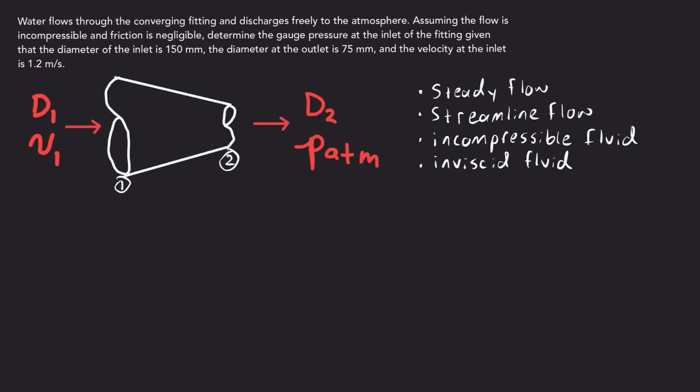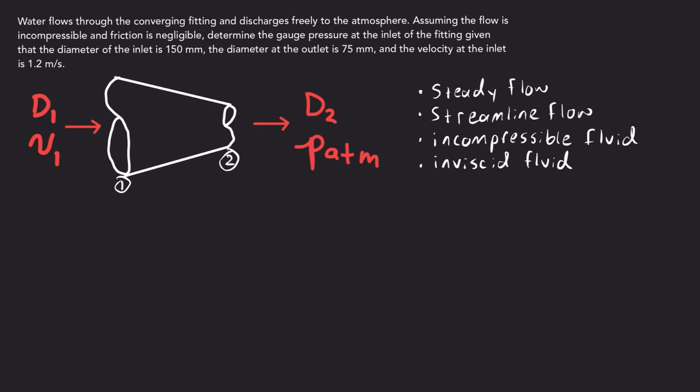Alright, so in this video we are told that water flows through the converging fitting and discharges freely to the atmosphere. Assuming the flow is incompressible and the friction is negligible, determine the gauge pressure at the inlet of the fitting given that the diameter of the inlet is 150 millimeters and the diameter of the outlet is 75 millimeters and the velocity at the inlet is 1.2 meters per second.